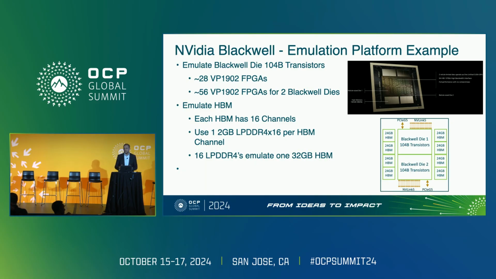We'd also want to emulate the HBM. And if you're familiar with HBM, it is constructed of 16 separate memory channels in one HBM stack. So what we've decided to do is use one 2 gigabyte LPDDR4 memory chip per memory channel of HBM that we're emulating. So we'd need 16 LPDDR4 memory channels and 32 gigabytes of capacity to emulate one HBM.